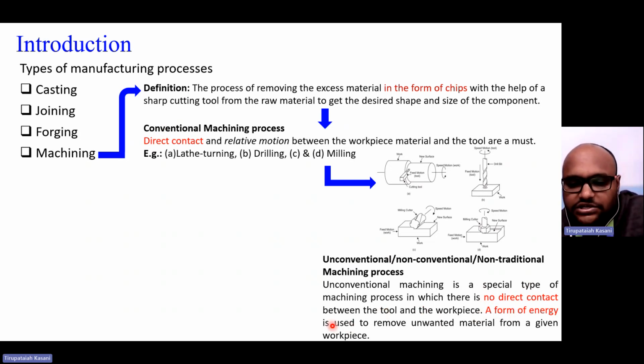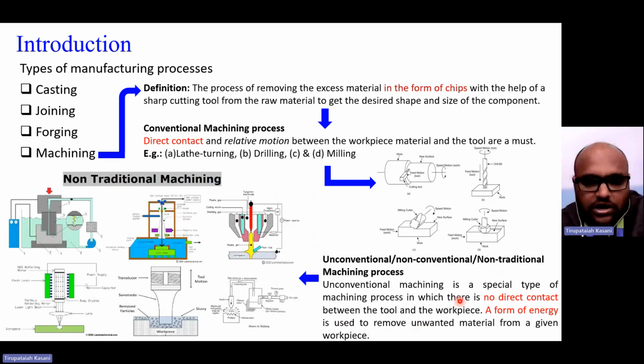A form of energy is used to remove unwanted material from a given workpiece. These are the examples of the different non-traditional machining processes. In this module we would like to cover all these.